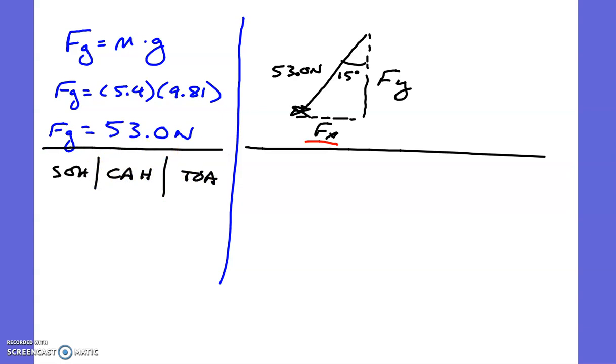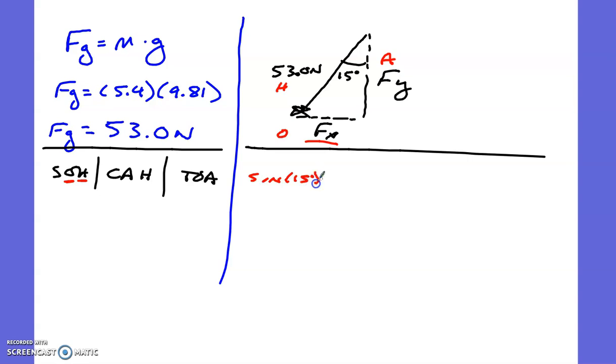I'll label my sides. This here is the hypotenuse. My angle's at the top. The opposite of top is the bottom, so the opposite. And the one left over is the adjacent. We'll solve for the x component first. The x component is the opposite. And we know the hypotenuse, so we're going to use the sine.